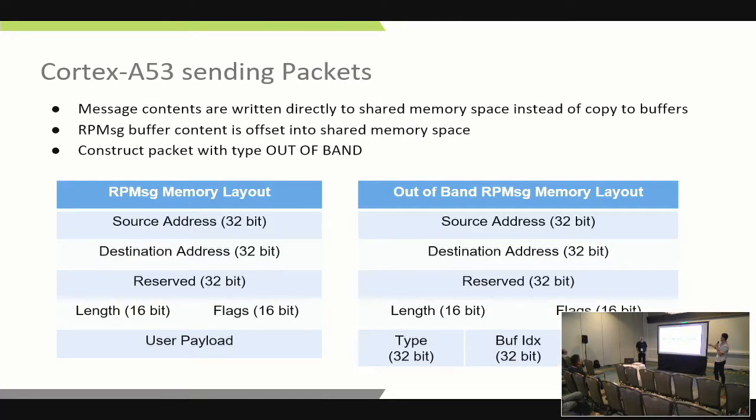On the A53 side, we have a comparison of the original RPMsg packet and the new packet. So we can see that there's the source address, the destination address, the reserved bits, length, flags, but then the payload is now, instead of actual data that was copied over, right, there could be no copy if we have the LiDAR application, for example. Then we have the type, which is init, data, and so forth, the reference into the shared memory space, and how long that data is.